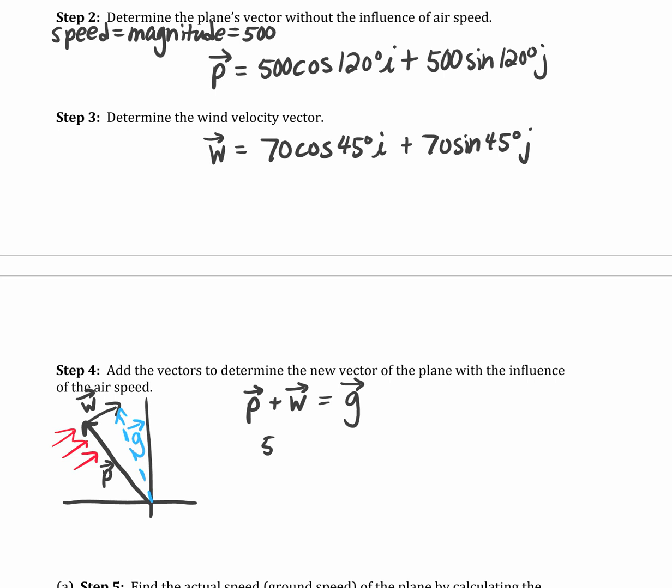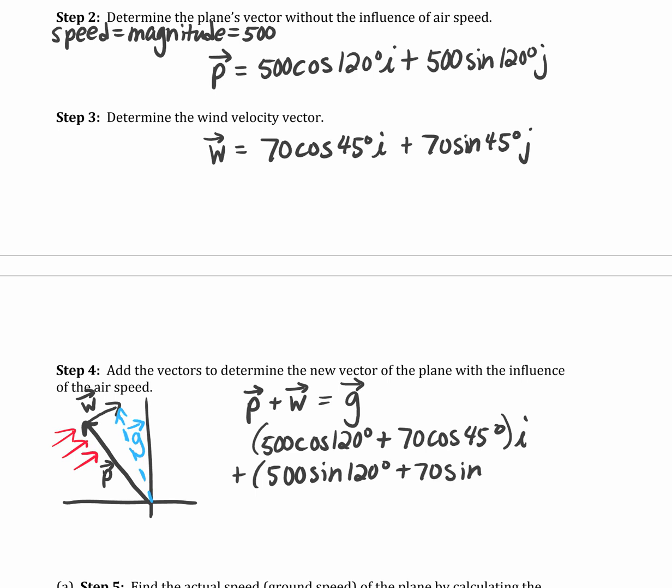You're going to be doing 500 cosine 120 plus 70 cosine 45 in the calculator times i plus 500 sine 120 plus 70 sine 45 times j. Remember, when you're adding, you're just adding the component pieces together. So the actual calculations with the vectors for these are not too challenging. It's the setup that is going to be the challenging part for this.